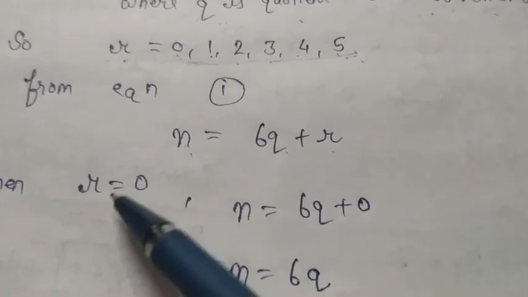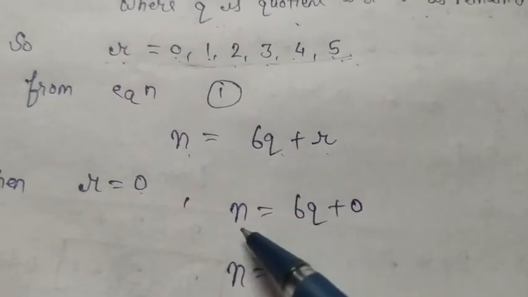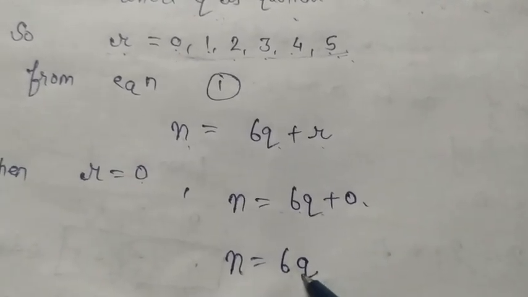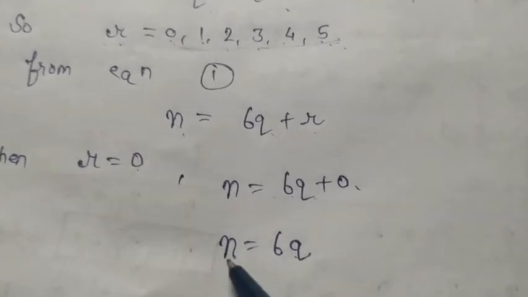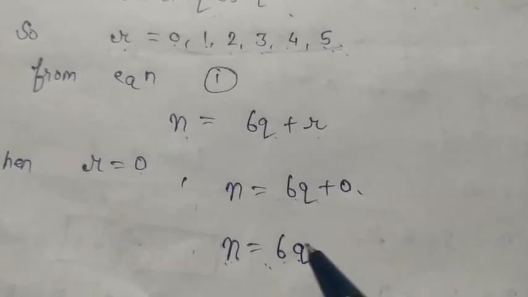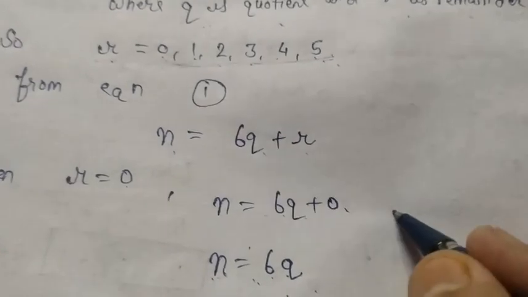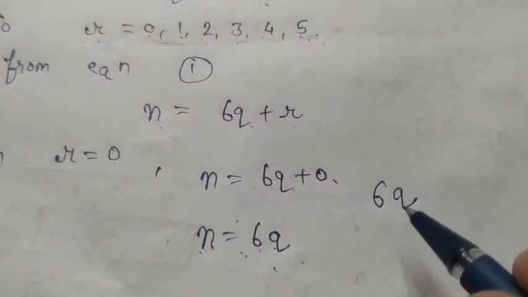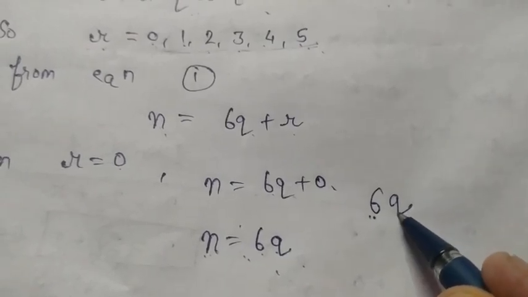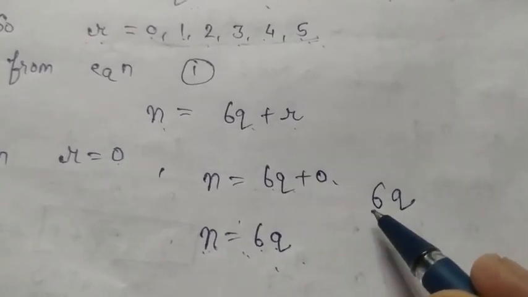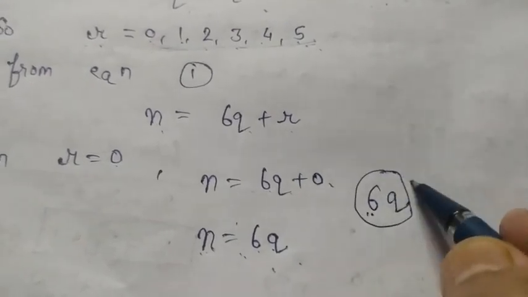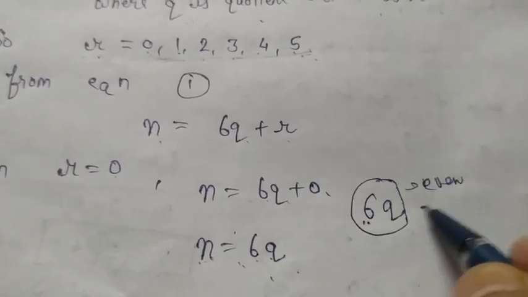So when you put r equal to 0 first, n will be equal to 6q plus 0, so n will be 6q. Now see students, n is equal to 6q, this n is a multiple of 6. Now see this 6q. 6 is an even number, and whenever an even number is multiplied by any integer, the whole quantity will always be even. You can check it, students.